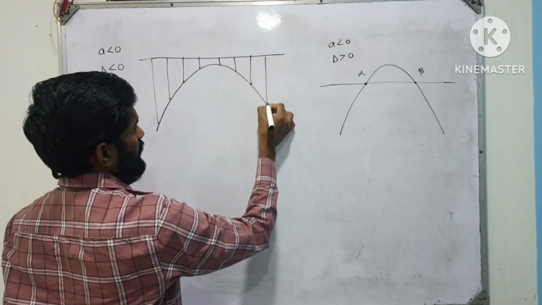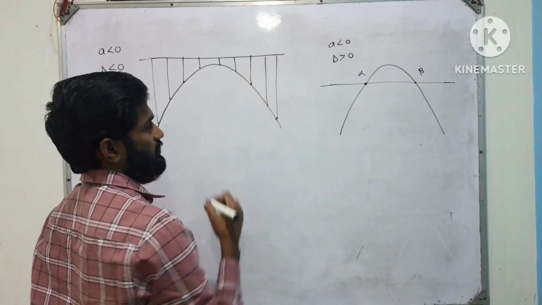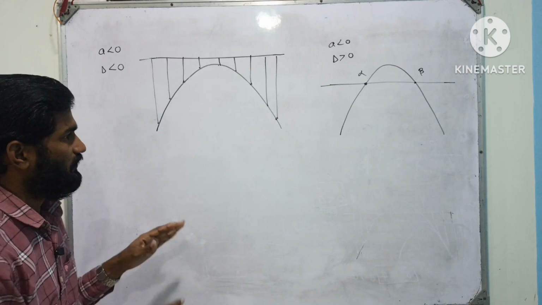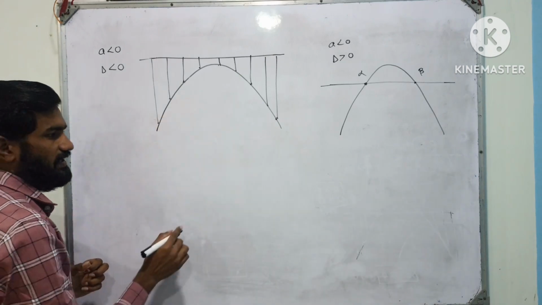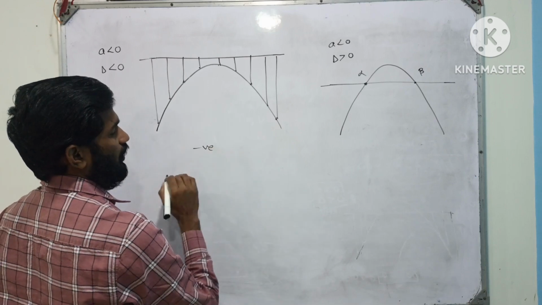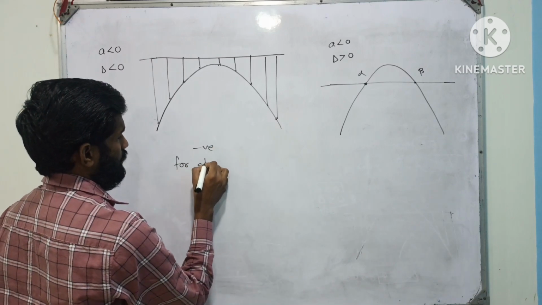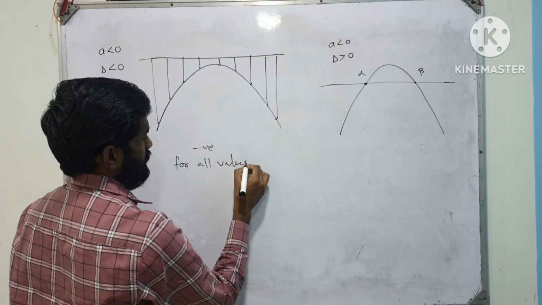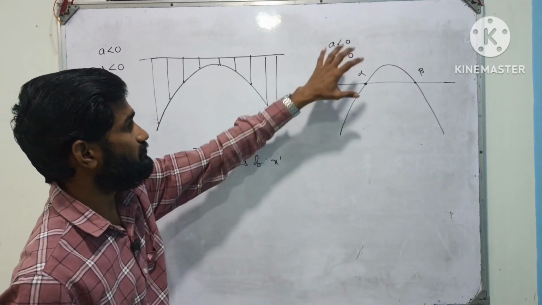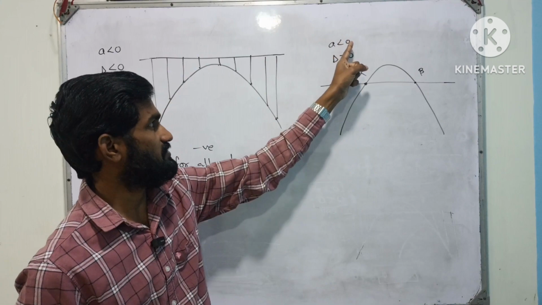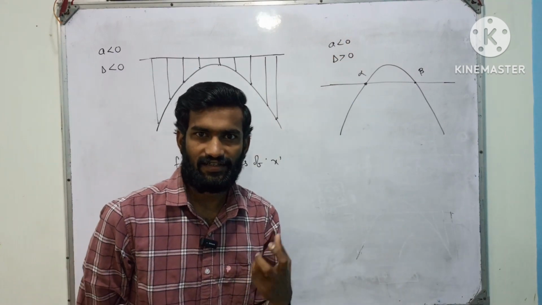Here also we are getting negative, and here also we are getting negative. Therefore, for all values of x, this graph is negative. Okay, similarly, if you observe this one, a is less than 0 and discriminant is greater than 0.